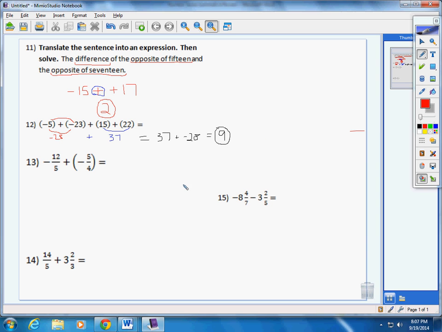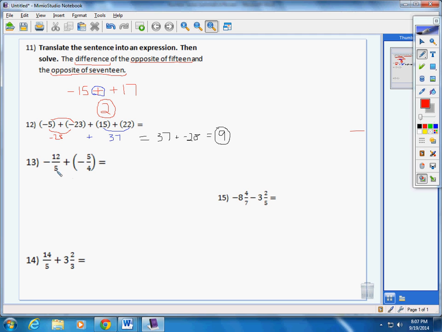Number 13, here we go. We're adding rational numbers, we're adding fractions, and guess what? We've got different denominators, so that obviously means we're going to have to change these a little bit. We know that we have a negative plus a negative, so our answer is definitely going to be negative, because if you start negative and you go further to the left on the number line by adding more negatives, you've got to end up negative.